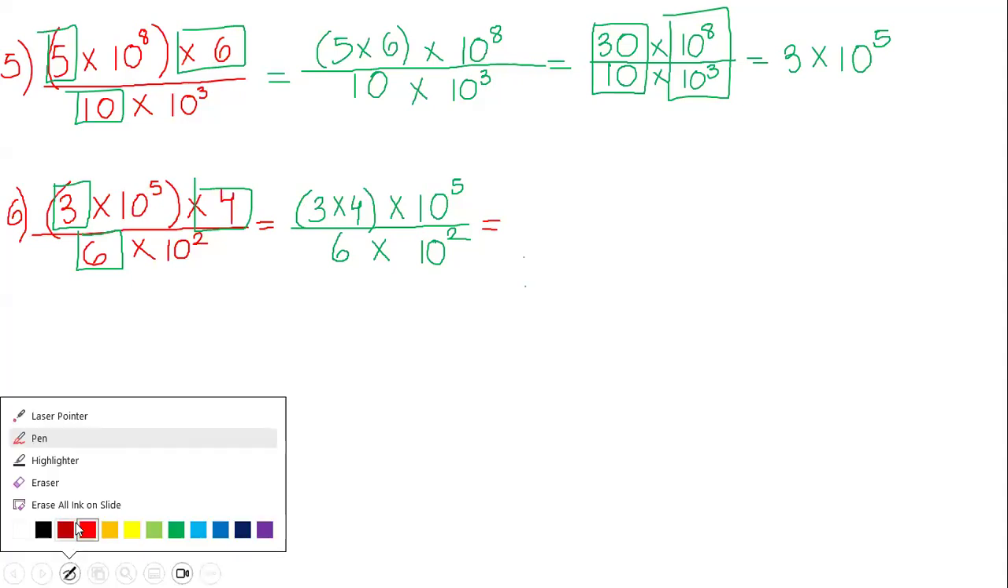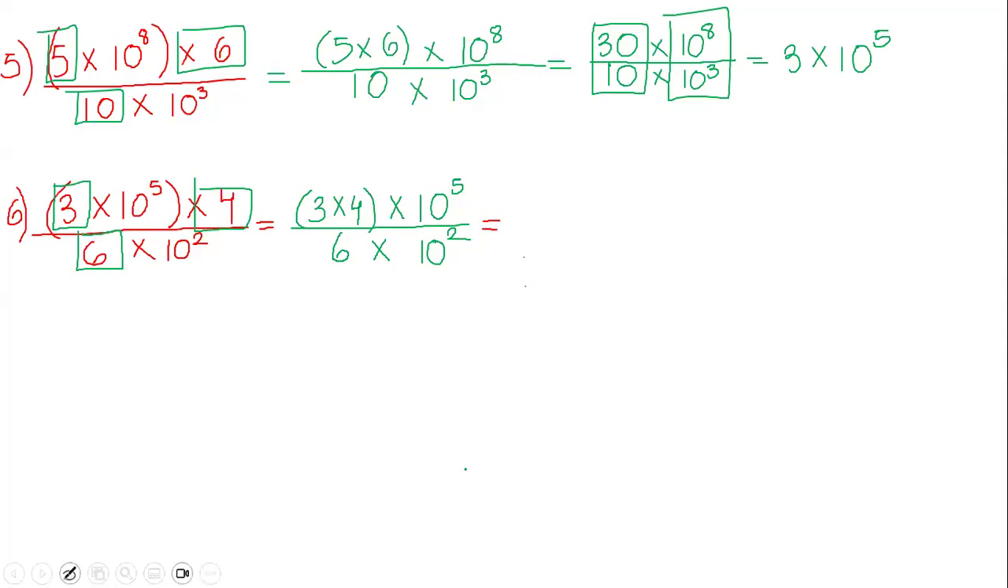What do we do at this point? Before we divide, multiply 3 times 4. Very good. 3 times 4 gives us what? 12. Multiplied by what? 10 to the power of 5. Very good. All over 6 times 10 to the power 2. Very good. 6 times 10 squared.